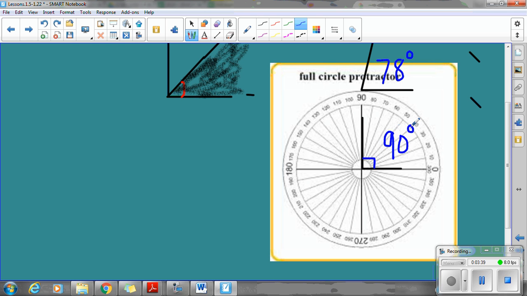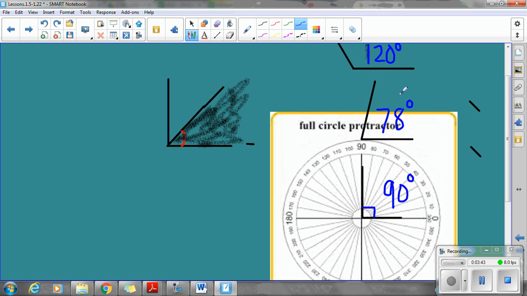So here we have an acute angle, which is right here. We have an obtuse angle, which is 120 degrees, and then we have a right angle or a perpendicular angle. And that's using a full circle protractor to measure angles.